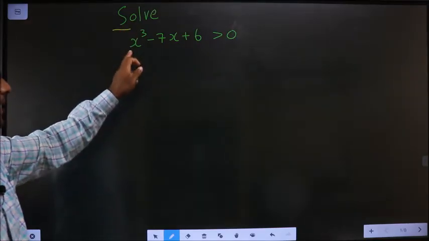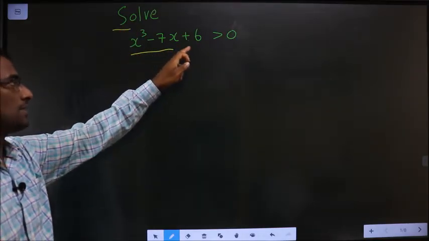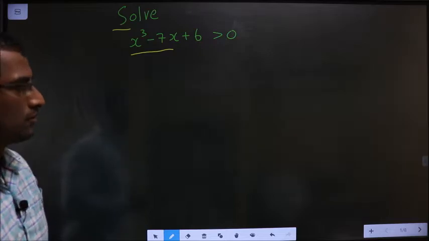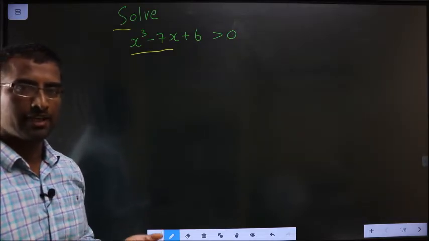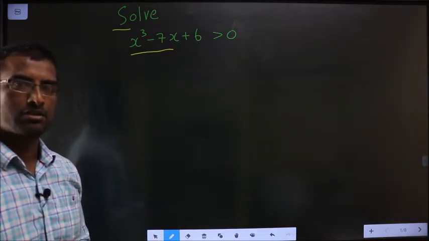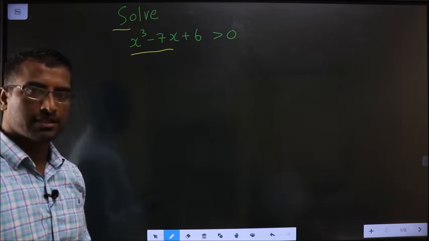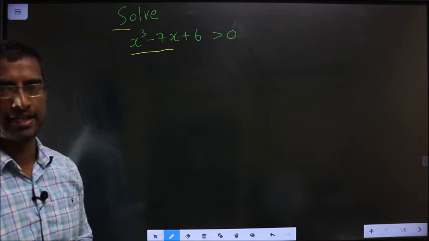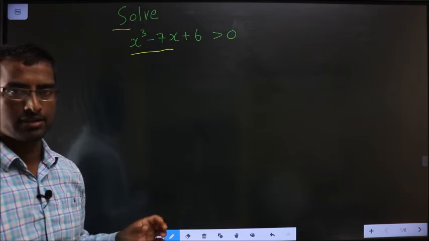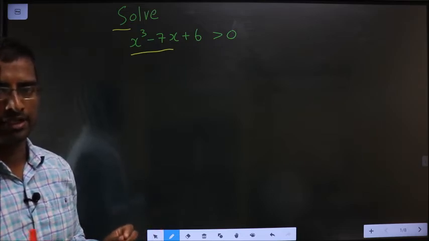Solve x cube minus 7x plus 6 greater than 0. So here inequality is present. So for x you will get set of values satisfying this inequality. Clear so far? Now how do we solve it? See here.